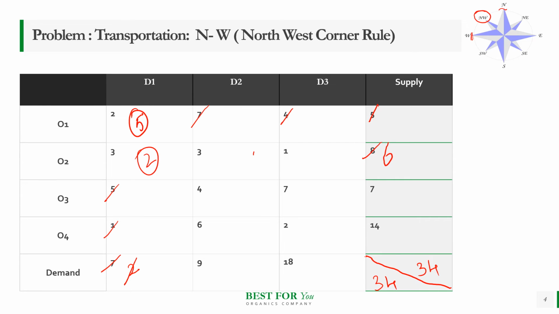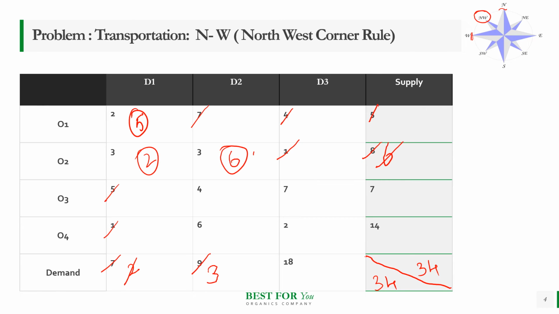So where we will allocate, we have supply as 6 and demand as 9. So how much we can allocate? We can allocate only 6. So the entire supply got over. So I'll cross out the row and the remaining demand is going to be 3. So now, which is the next northwest corner? So the next northwest corner is 4.